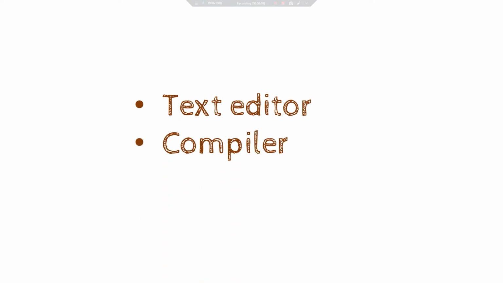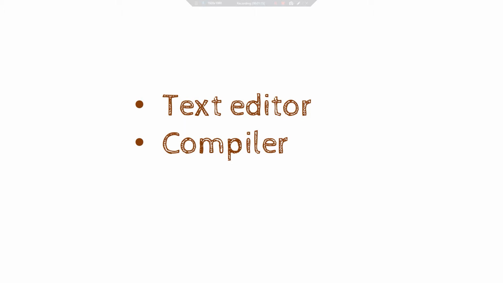So what actually a text editor is? A text editor is something where we write our code, our C++ code or program. And what basically a compiler does, it transforms that code into a language which is understandable for the computer.